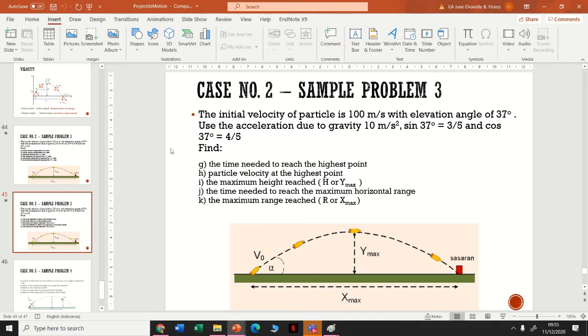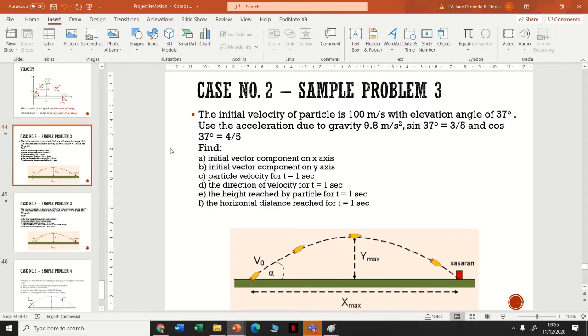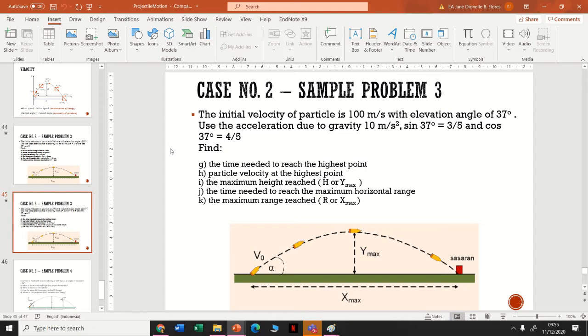Hi guys, so let us continue our discussion for case number 2. We have here letters G to K to be solved for case number 2. We already started last time and we solved letters A to F, as well as case number 1, sample problem number 1, right? So in this session, I will be continuing the discussion for letters G to K just to complete case number 2, sample problem number 3.